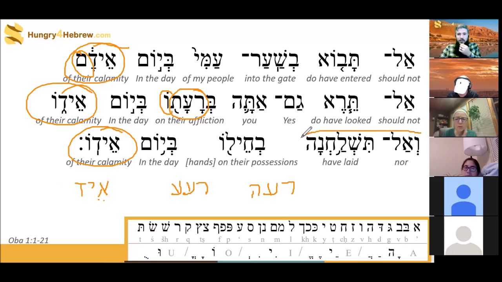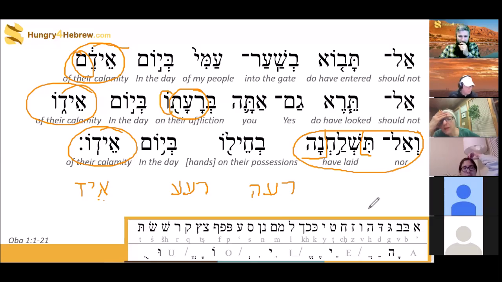Va'al tishlachna b'chelo b'yom edo. Wait a second, tishlachna. This I find funny. Okay, let's just talk about this for a second. Tav at the front, na at the end. What does that look like? It looks like a feminine plural. Hey, you ladies, don't send b'chelo b'yom edo.